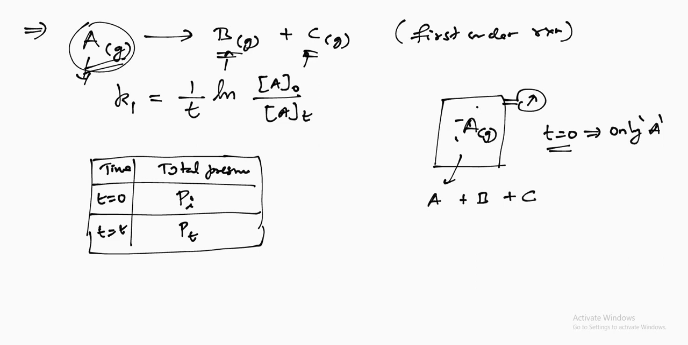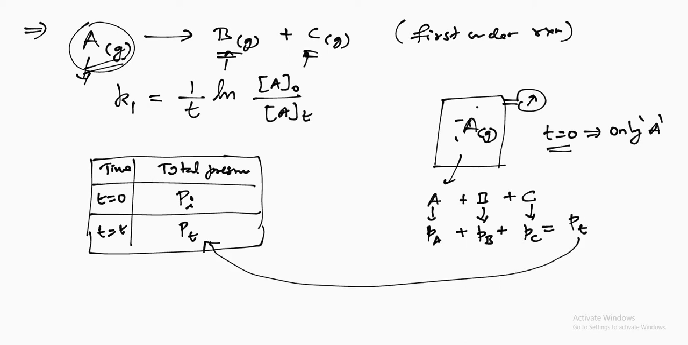Now the pressure due to A is nothing but the partial pressure of A, because now you have a mixture, and the pressure due to B is nothing but the partial pressure of B, and the pressure due to C is nothing but the partial pressure of C. If I add all these partial pressures, I'll get what is called the total pressure. That total pressure is given here.